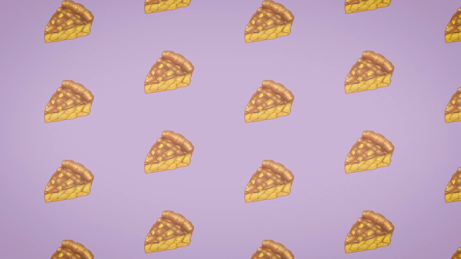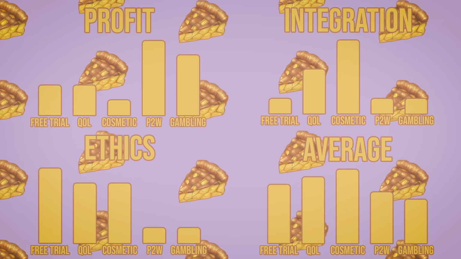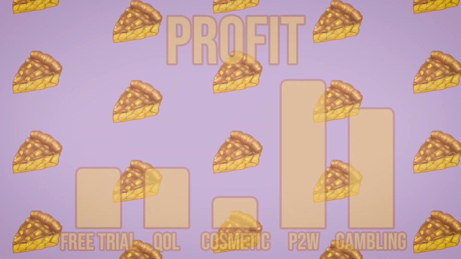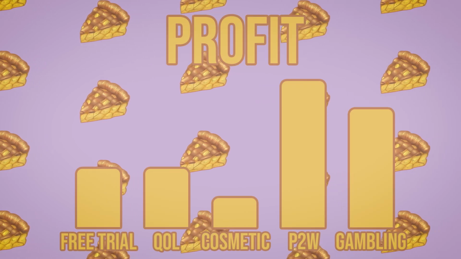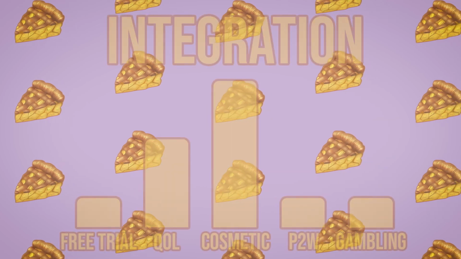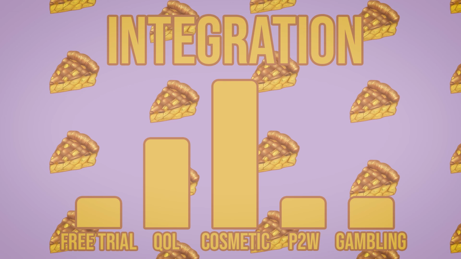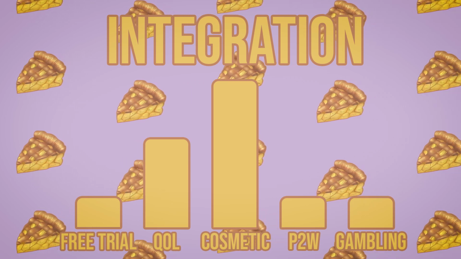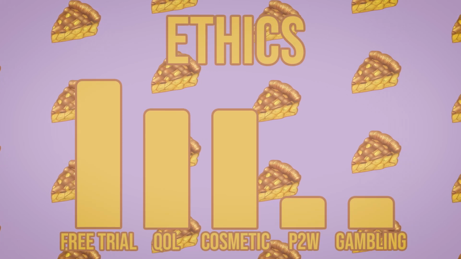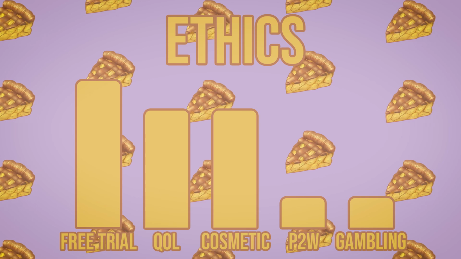With our 5 methods separately ranked, now it is a good time to compare them. With these bar graphs, we can see that in terms of profitability, pay to win is the strongest, with cosmetic being the weakest. In terms of integration, cosmetic is the strongest, while free trial, pay to win, and gambling are tied for last place. With ethics, free trial reigns supreme, with pay to win and gambling sharing last place.